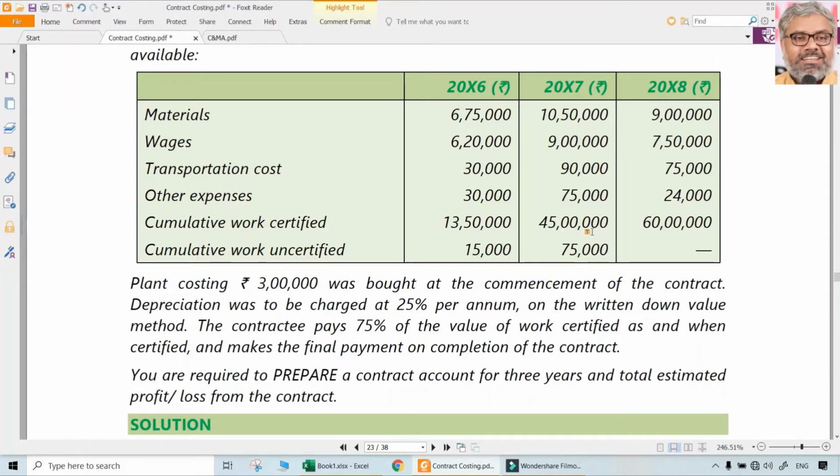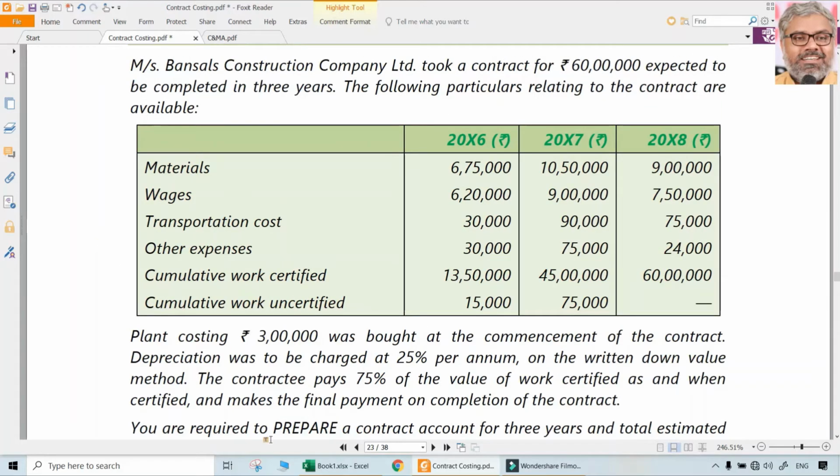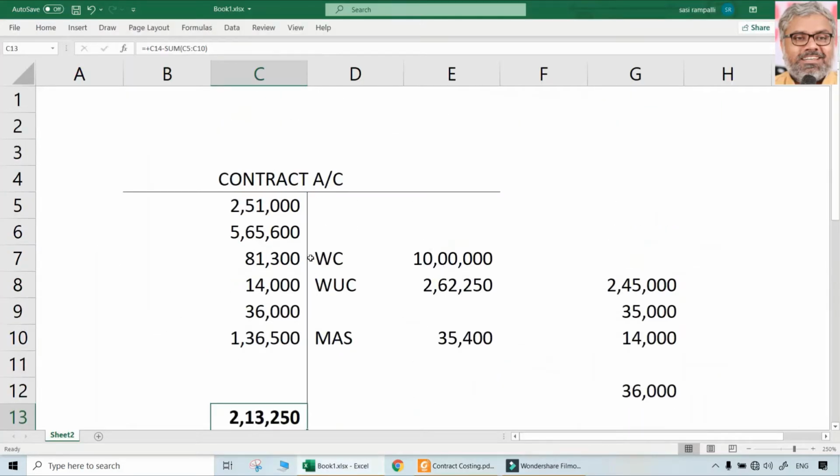3 years details are given: materials, wages, transportation cost, other expenses, cumulative work certified, and cumulative work uncertified is also given. Contractee pays 75% of the value of work certified as and when certified and makes the final payment on completion of the contract. Required to prepare a contract account for 3 years and the total estimated profit or loss from the contract. So it is like not just one contract account, we have to prepare 3 contract accounts for 3 years.